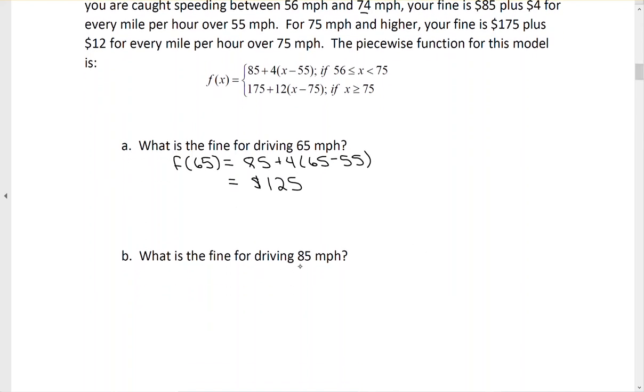If you drive 85 miles per hour, well, notice 85 is not between 56 and 75, but 85 is bigger than or equal to 75. So we're going to be putting our x into that second piece of the piecewise function. So f of 85 means the fine I'm going to get for going 85 miles per hour is, and then you just substitute it in. And again, right as you see it into the calculator, and you come up with a $295 fine.